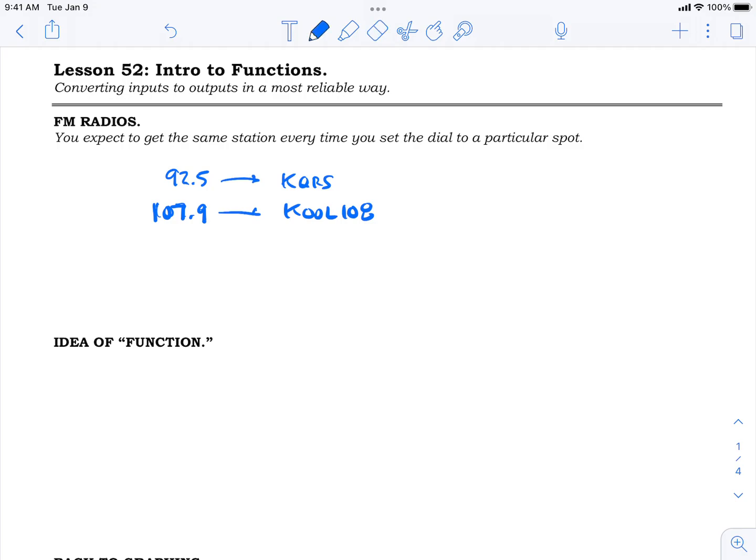Now, of course, you could do something like this. You could set it to 105.1, and then you're going to get this station that is called Love 105. Who knew that they had a radio station like that? But they do. And if you set your dial to 105.3, you're going to get Love 105. And if you set your dial to 105.7, you're going to get Love 105.